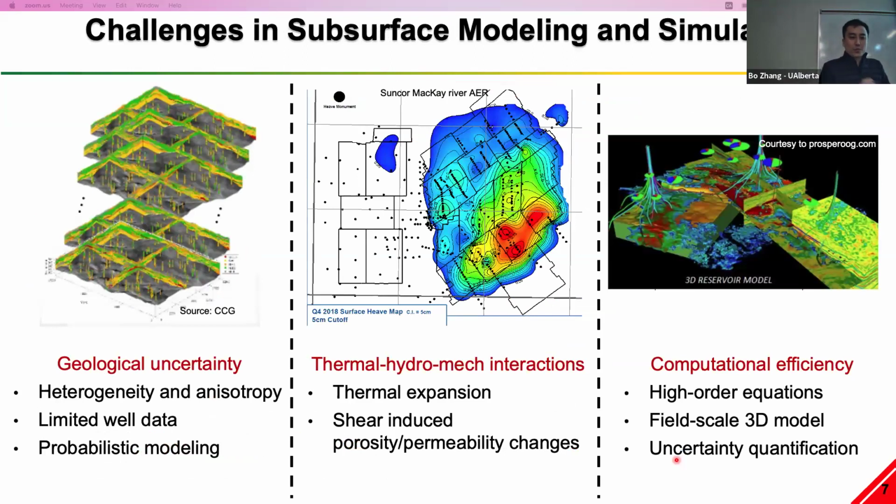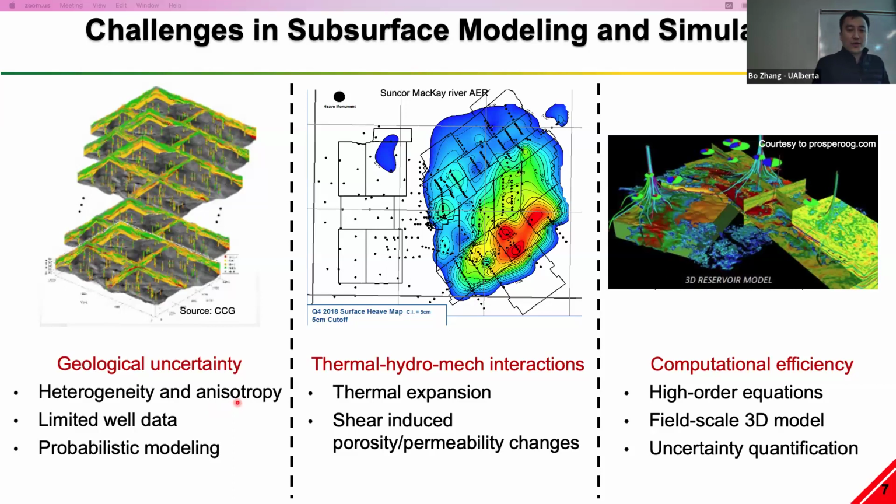So we mainly focus on three challenges, the first being geological uncertainty. That is the first thing, because all of the geological reservoirs are going to be very heterogeneous and anisotropic. If you look at the geological sequence, because of the depositional environment, it is usually more continuous in the horizontal direction, but actually very anisotropic in the vertical direction, right?